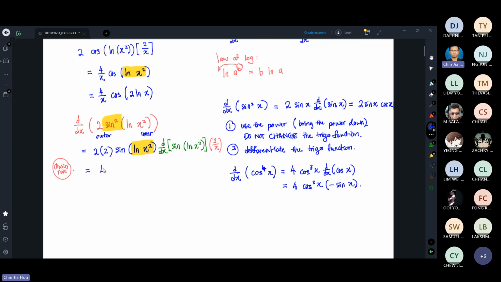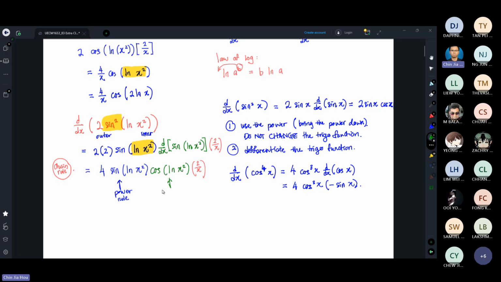So we get 4 sine ln x squared. In the blue color part, we use the power rule, take down the power. And then for the green color part, differentiating this, we get cosine. Just write it as cosine. Okay. And then for the red color part, it will be the chain rule. So if I put a remark over here, this is a power rule. You take the power down, that kind of thing.